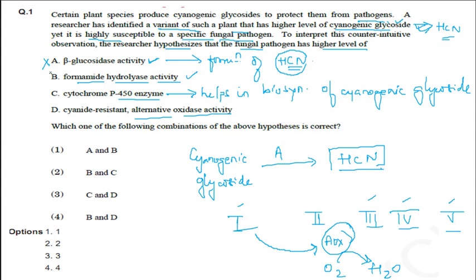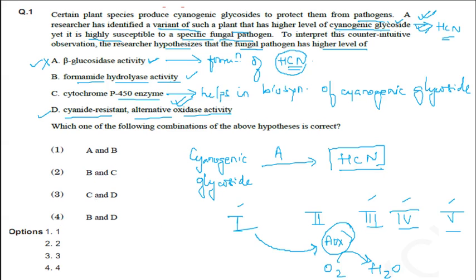In the first case, if formamide hydrolase activity is there in the fungus, they form non-toxic formamide from cyanide, and in the fourth case they follow the cyanide resistant pathway, meaning even if cyanide is present they can show the alternative oxidase pathway. So A and D are the correct options. I'm sorry, B and D are the correct options. So 4 is the correct answer.